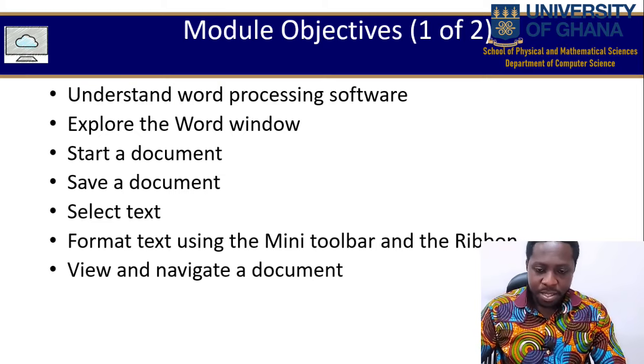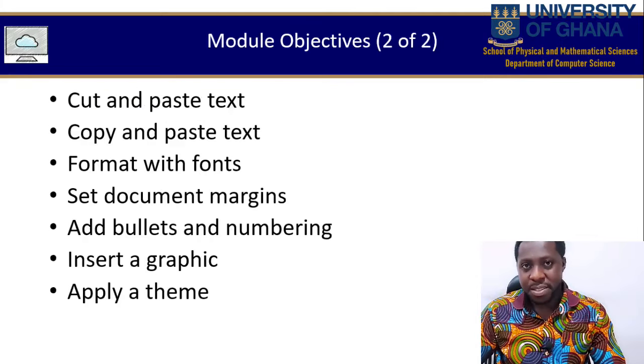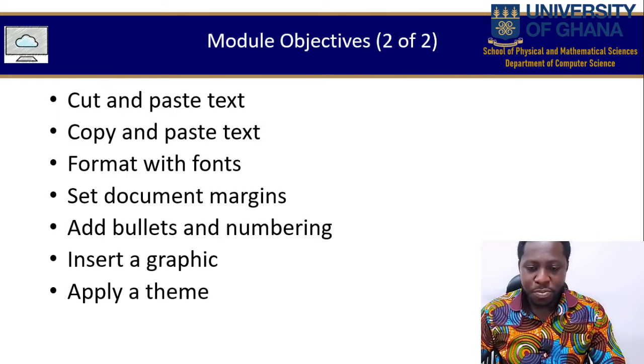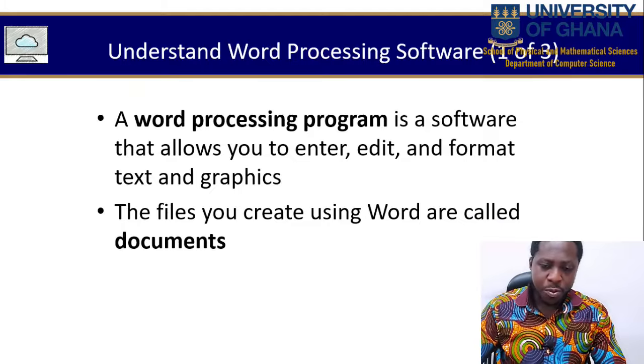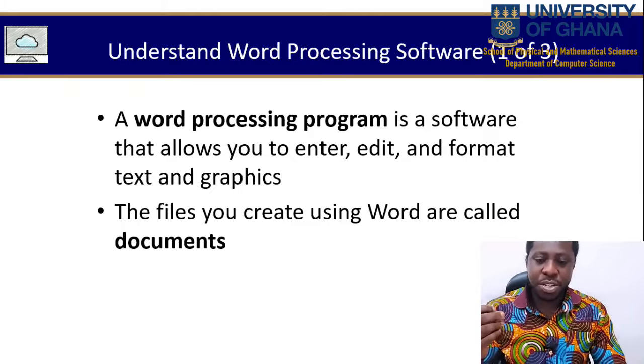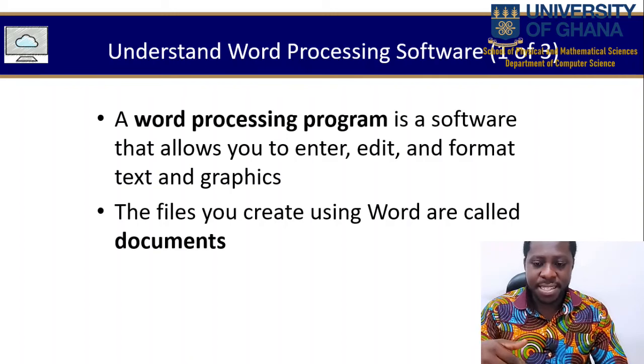So these are going to be our objectives. We'll also talk about cut and paste text, copy and paste text, formatting with fonts, setting document margins, adding bullets and numbering, and then inserting a graphic and applying a theme. That is going to be useful. Now, a word processing program is a software that basically allows you to enter, edit, and format text and graphics. The files that you create using Microsoft Word are referred to as documents.